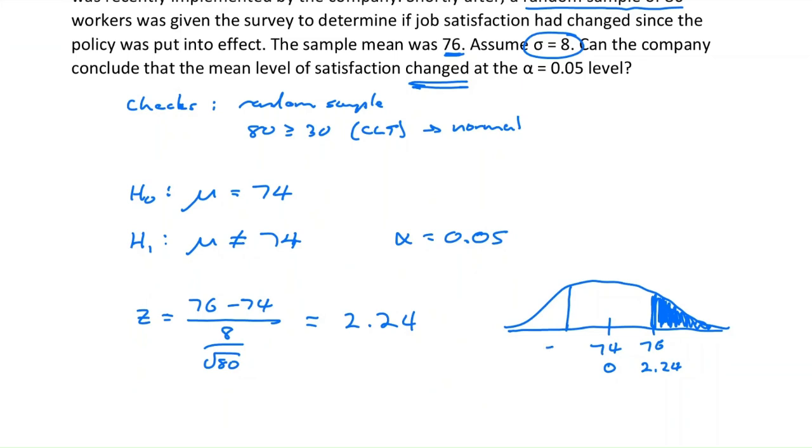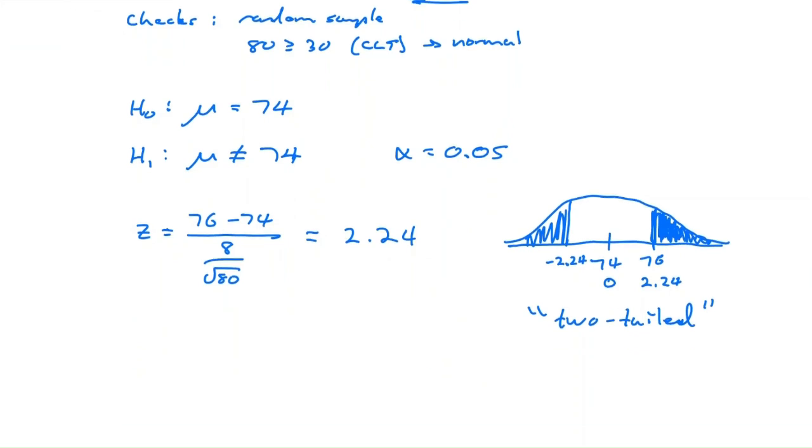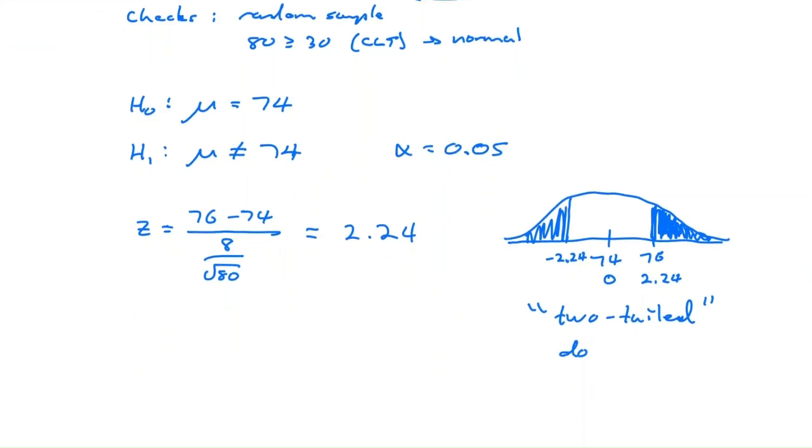So I also want to look from negative 2.24. So symmetrically, the same area on the other side of that graph. This is what we call a two-tailed situation. And when we've got a two-tailed situation like this, we have to double our p-value before we test against alpha.